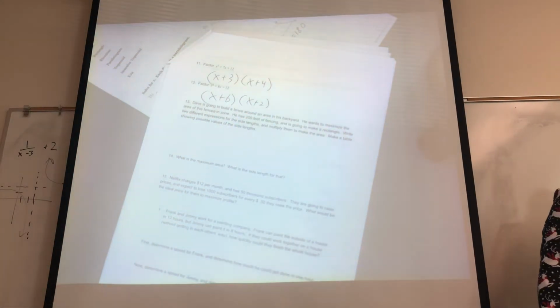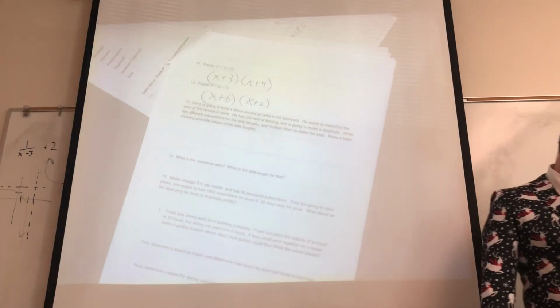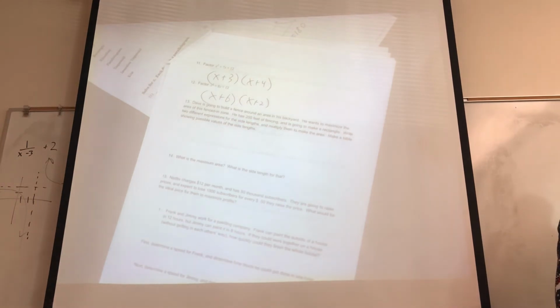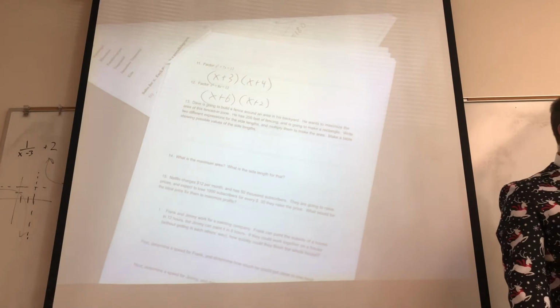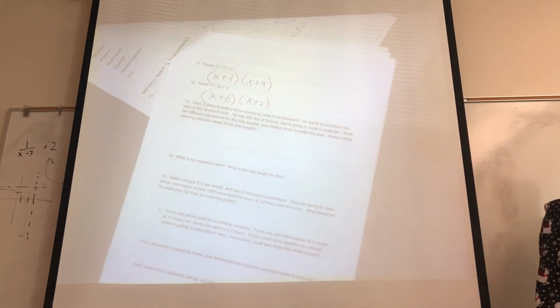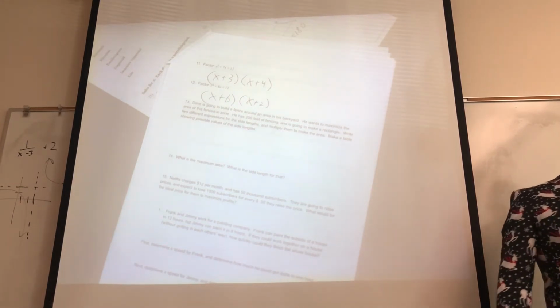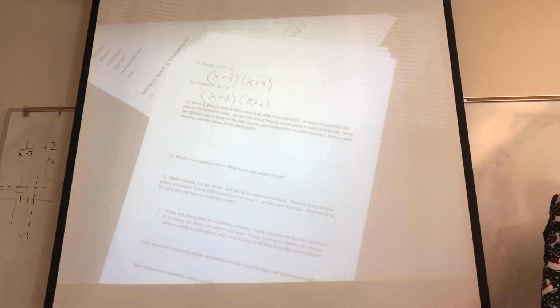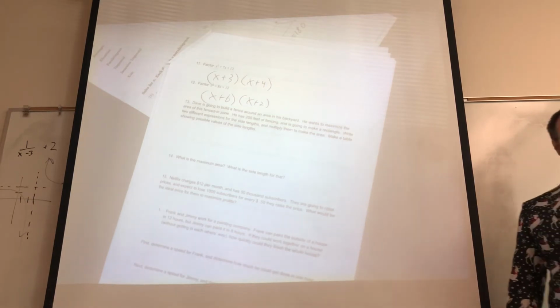Dave is going to build a fence around an area in his backyard. He wants to maximize the area of the fenced-in zone. He has 200 feet of fencing. He's going to make a rectangle. We did this before, okay? And we talked about it pretty much at length on both the assignment and on the test.